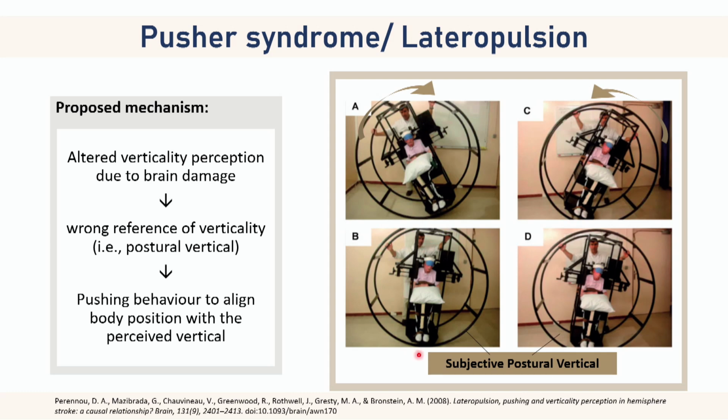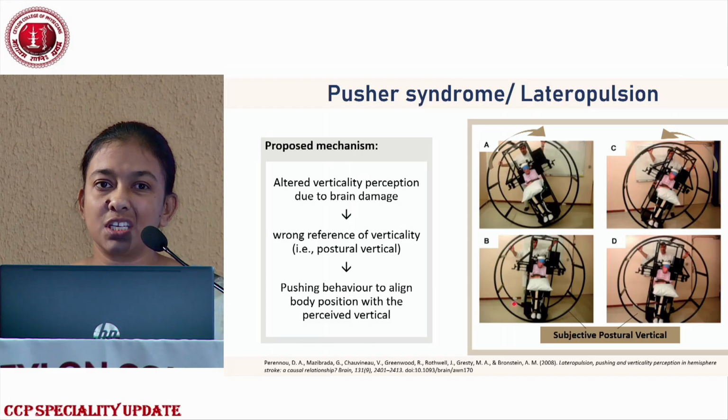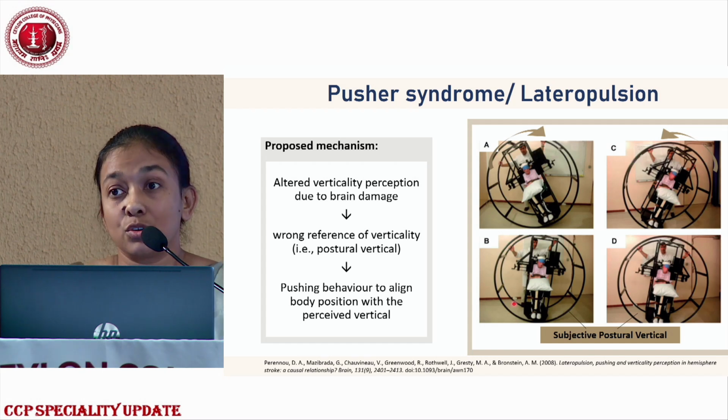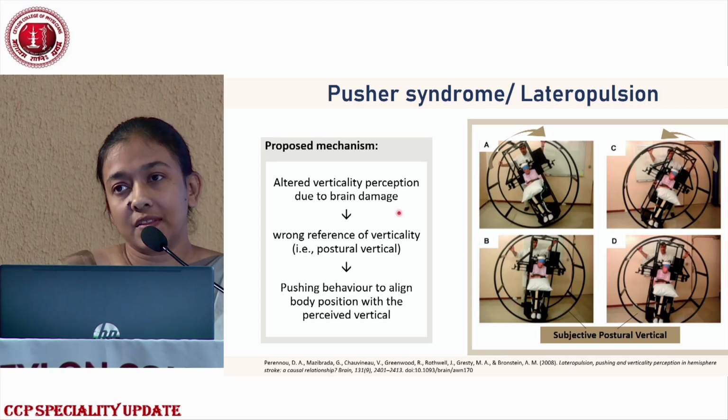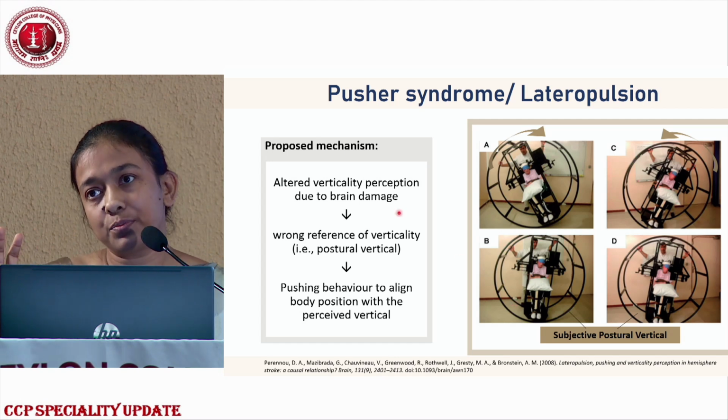Now you can see the patient's subjective postural vertical, we call it, not the visual vertical, because the patient is closing the eyes. But posturally, he feels he's in the midline only when he's turned a little bit to the left. And the same individual, when the starting position is C, reports that he feels upright in this position D. So this gives the subjective postural vertical of the patient, which is tilted a little towards the left. So from this research, they proposed the mechanism of pusher syndrome as an altered verticality perception in the brain.